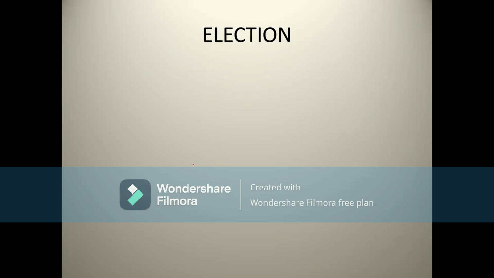Now we will be dealing with the new concept of election. In this concept, we will see the concept of election used in the percentage topic. Basically, in an election, there are two candidates, let's say candidate A and candidate B. The election is happening between these two candidates, and of course, one candidate wins and the other loses.